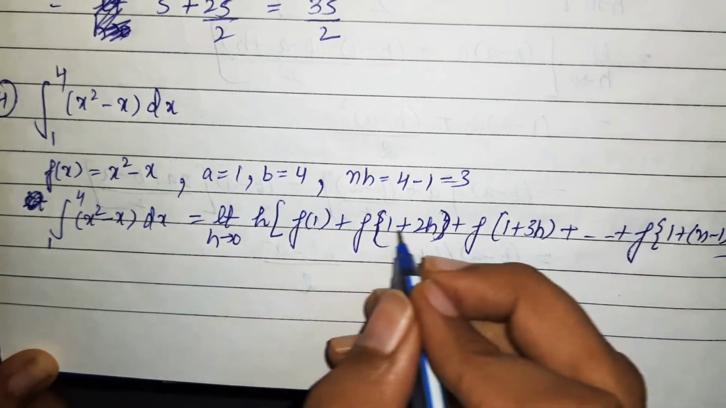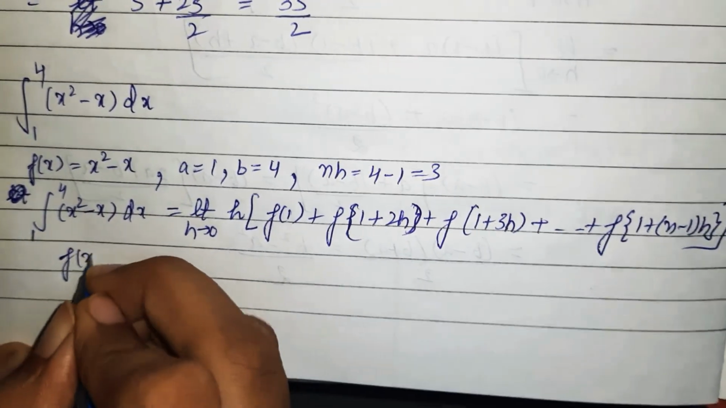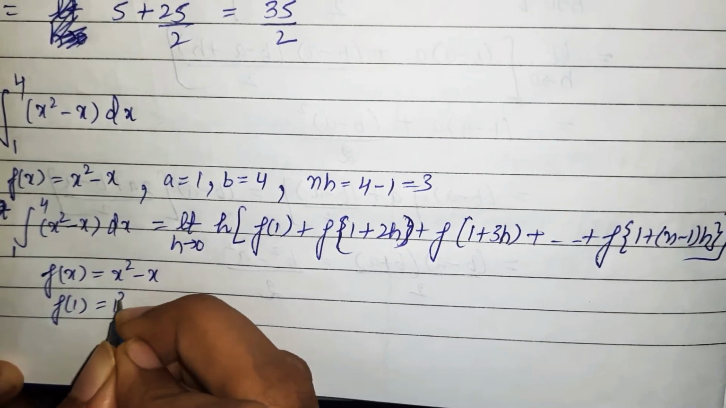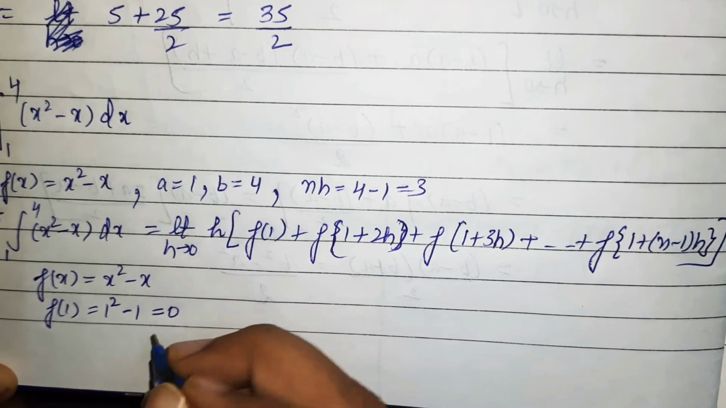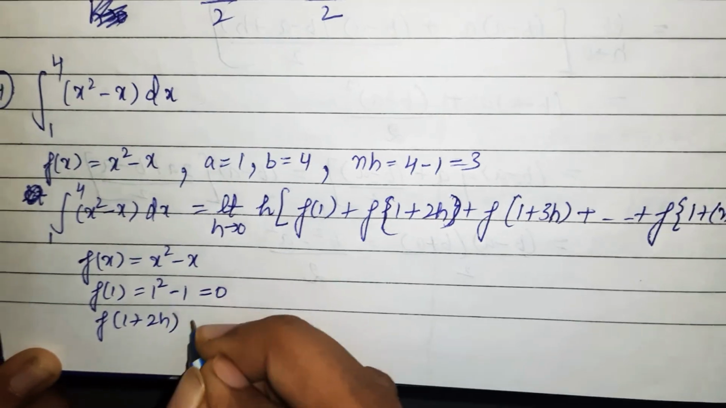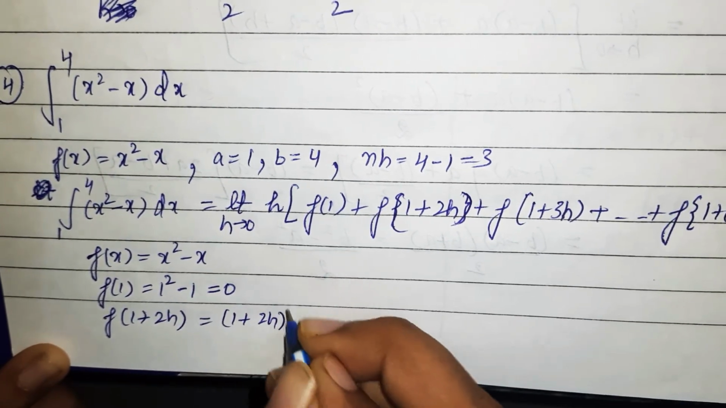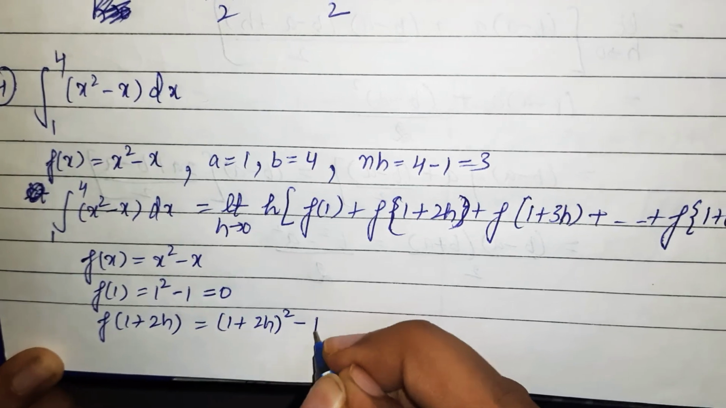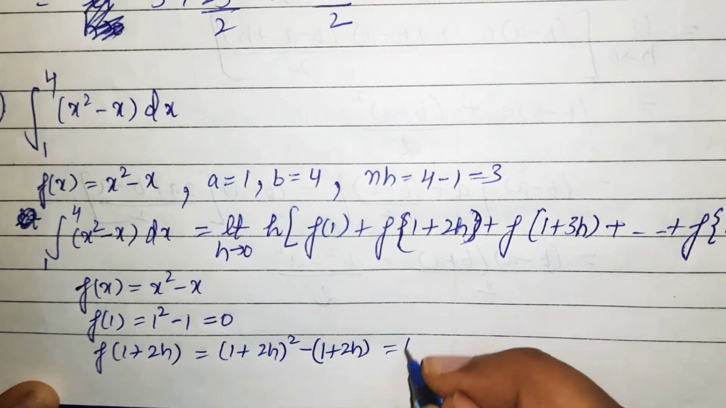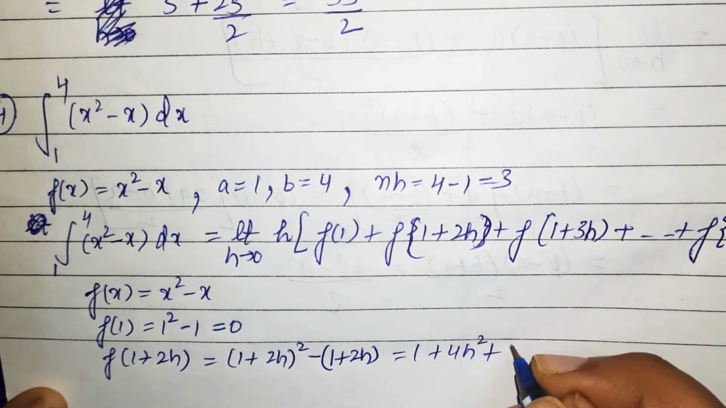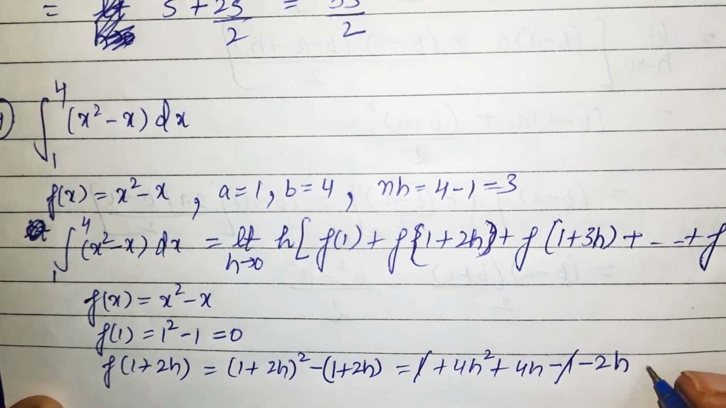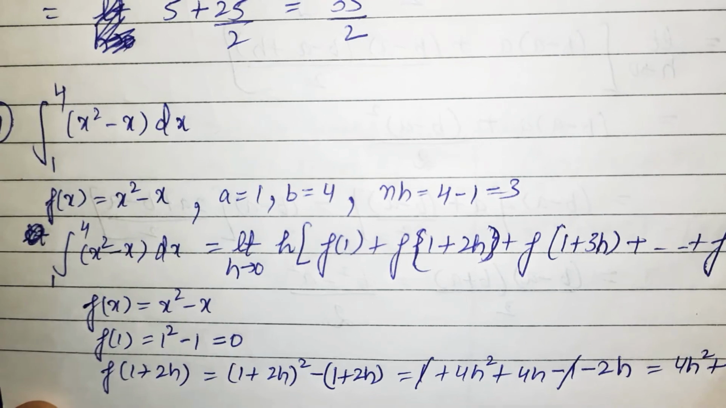Now you need to calculate the values of these. Now see, f of x is x square minus x. So f of 1 will be 1 square minus 1, so you will be getting 0. If I talk about f of 1 plus 2h, so 1 plus 2h whole square minus 1 plus 2h. x is 1 plus 2h. So a square plus b square plus 2ab minus 1 minus 2h. So 1 will cancel out. I am getting 4h square plus 2h.